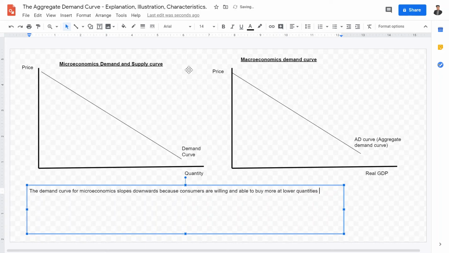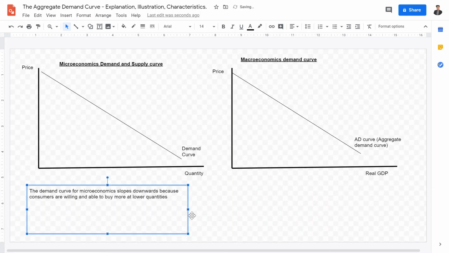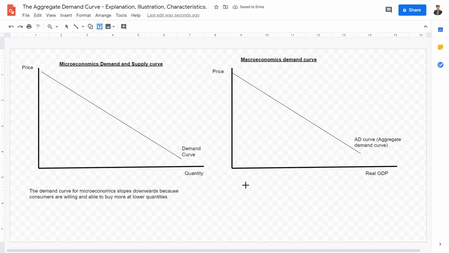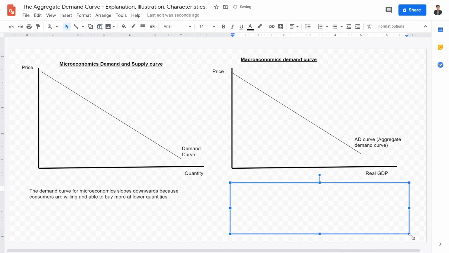And this is really different from macro, where the macro demand curve slopes downwards because of a different reason. So this is the reason for macro. For macro, the demand curve slopes downwards because as the average price level decreases for a good, the disposable income that consumers have increases. With disposable income, they go to other places to buy more goods, therefore increasing the real GDP.